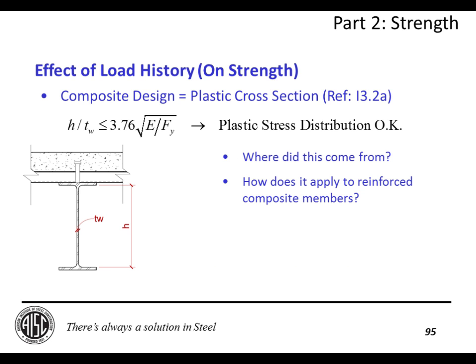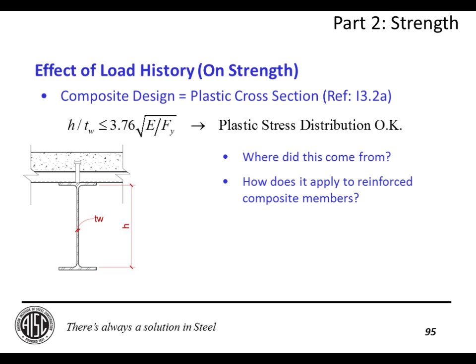So I keep talking about how this load history doesn't have an effect as long as the cross-section can achieve plasticity. And the idea here is you're just meeting the b over t, h over t limitations within Chapter I. So that's less than or equal to 3.76 the square root of E over Fy. So one of the questions is, where did this limit for composite beams even come from? And then how do you apply it to a reinforced composite member?